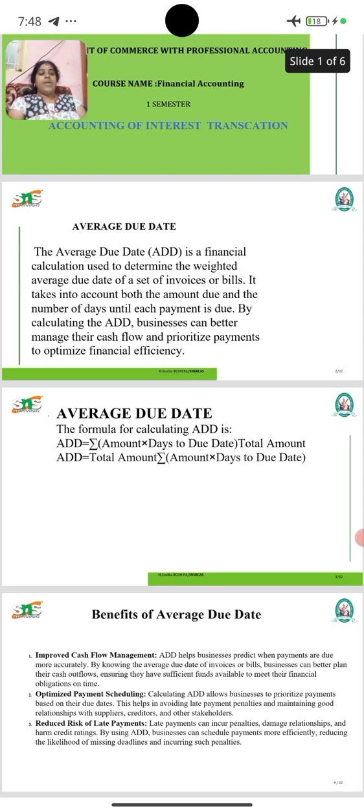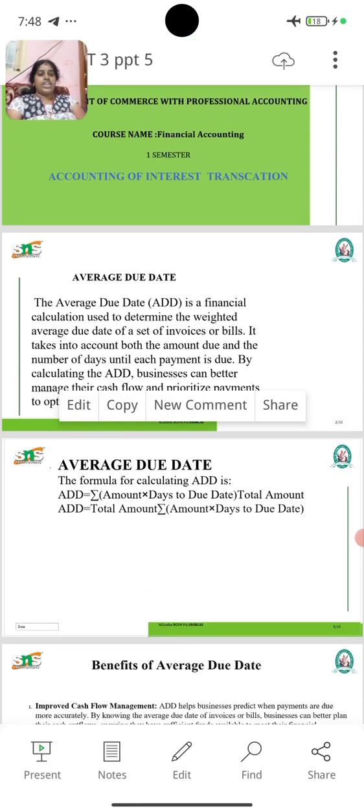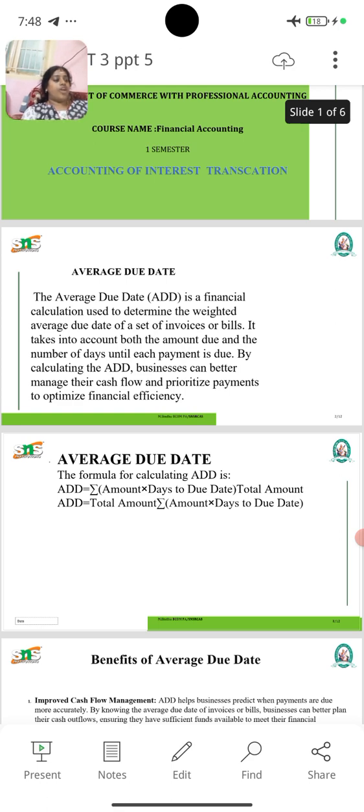Multiple payment dates. When a business or an individual has multiple payments or debts due on different dates, calculating the average due date helps in consolidation. The calculation of average due date involves determining the weighted average of the individual due dates, where the weights are the amounts of the individual payments or debts.